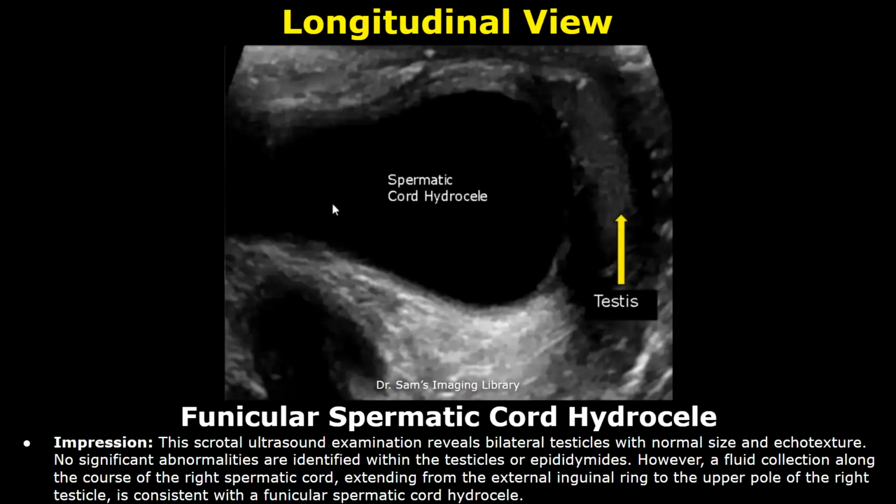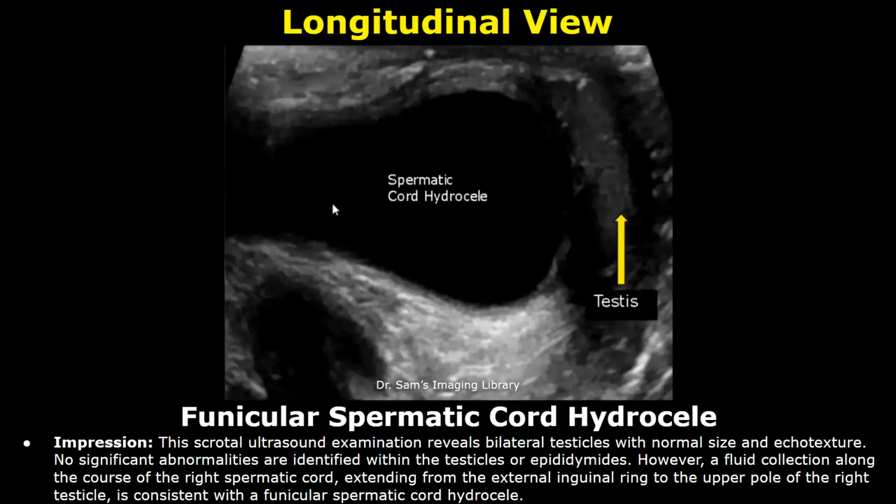In the impression, you can mention the fluid collection along the course of the right spermatic cord, extending from the external inguinal ring to the upper pole of the right testicle, which is consistent with a funicular spermatic cord hydrocele.